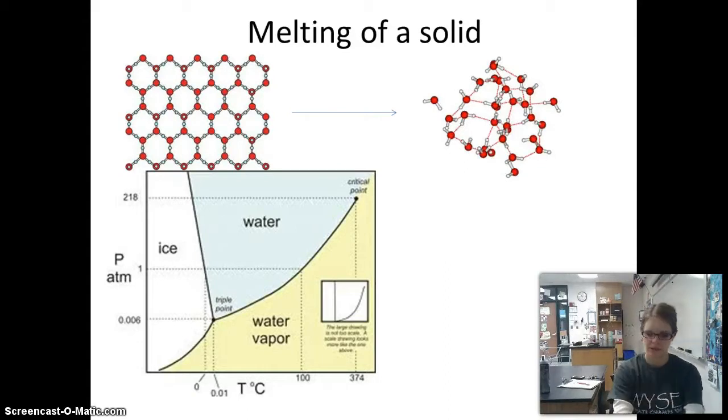A solid is very rigidly staying in place and vibrating. A liquid can kind of slide past each other because its intermolecular attractions are made and broken and made and broken. And in a solid, the intermolecular attractions are staying. In a liquid, they're made and broken.